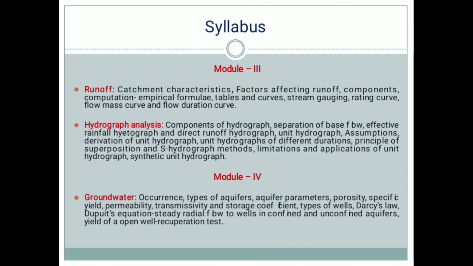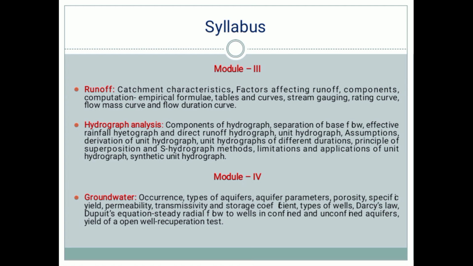Now, coming to the third unit, that is runoff. Runoff is nothing but the amount of water that flows on the surface of the earth during the rainfall. So, technically, after the losses in precipitation or abstractions in precipitation, the water tends to flow on the surface of the earth. In this module, we are going to see the factors affecting runoff, components of runoff, and we'll be drawing some tables and curves for finding out the runoff of a particular catchment area.